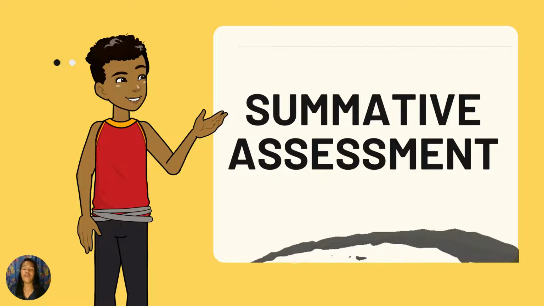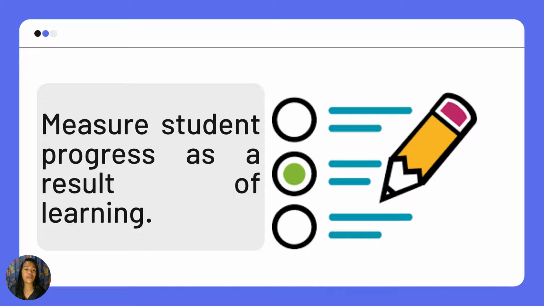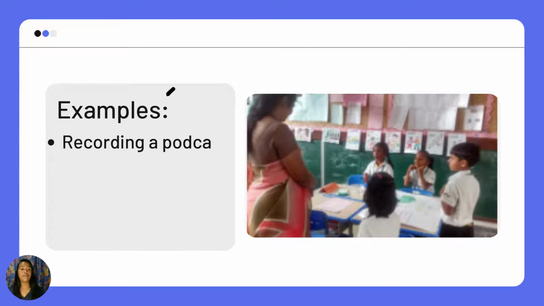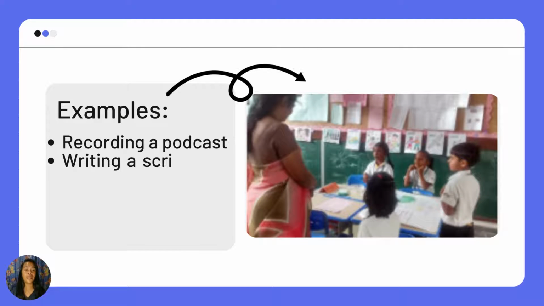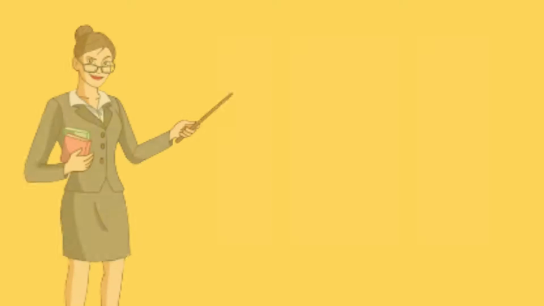Next, the summative assessment. Summative assessment measures student progress as a result of learning. Examples: recording a podcast, writing a script for a short play, producing an independent word play. So these are the examples of a summative assessment.